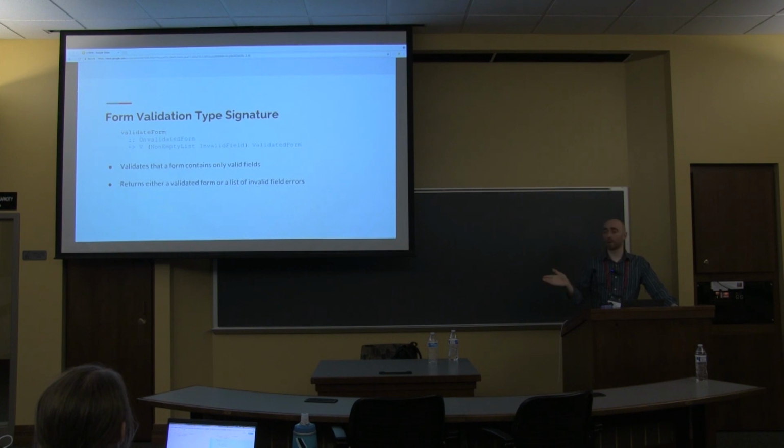So, type signature of a form validation. Very similar to the other ones. The only difference is that instead of taking a string and returning a string, we're taking an unvalidated form and returning a validated form. So we're going to be doing some kind of transformation of these types, similarly to how we did with the invalid fields.